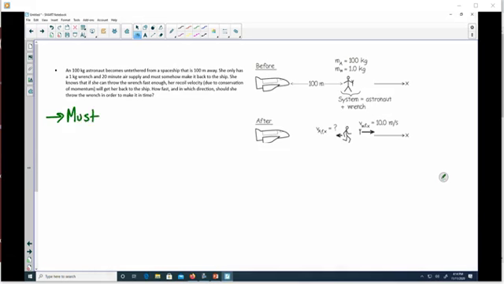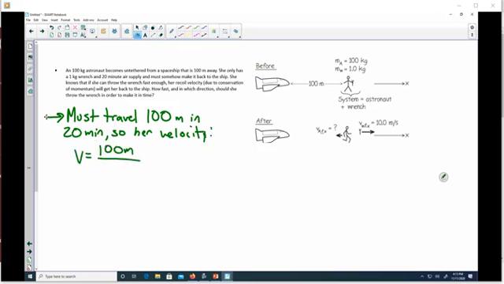So in order for her to get back to the ship without running out of air, she's got 20 minutes to go 100 meters. And so we can determine what her velocity has to be to get to the ship. And so the astronaut needs to travel at 0.0833 meters per second back towards the ship.